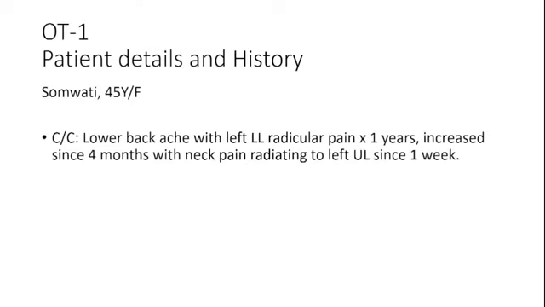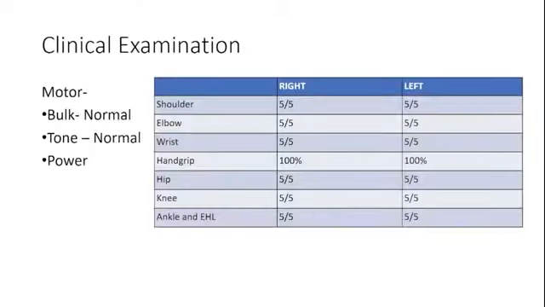Okay, sir. My next patient is Somati, sir, a 45-year-old female. She came with complaints of low backache radiating to the left lower limb since the last 1 year, increasing in the last 4 months. She has now new onset neck pain radiating to the left upper limb since the last 1 week. There is no history of trauma, bowel and bladder involvement, or any claudication, sir.